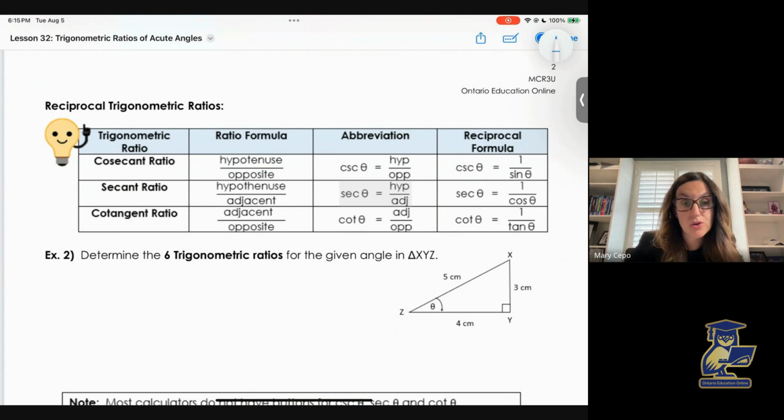The secant ratio is the reciprocal of cosine. So we know cosine compares the adjacent side over the hypotenuse. Therefore, secant would be its reciprocal, hypotenuse compared to the adjacent. So again, secant theta is 1 over cos theta. And the cotangent ratio is the reciprocal of the tan ratio. Tan we know is opposite over adjacent. Therefore, cotangent would be adjacent over opposite.